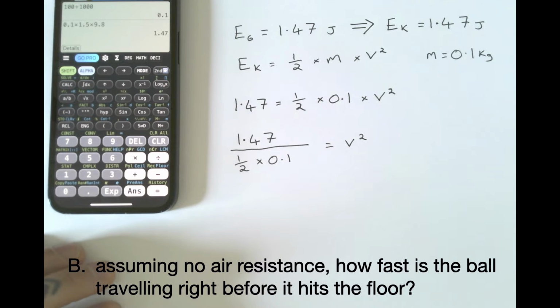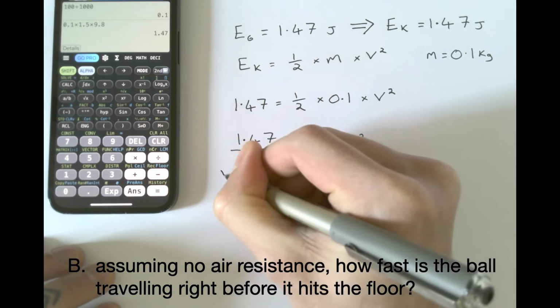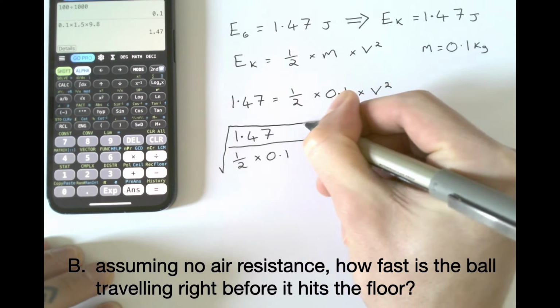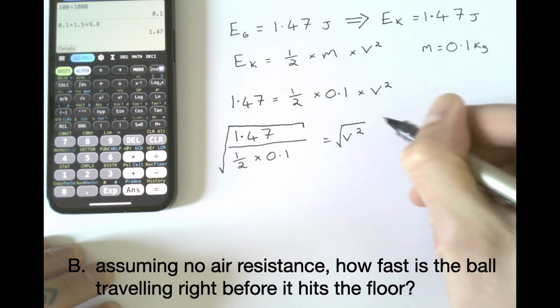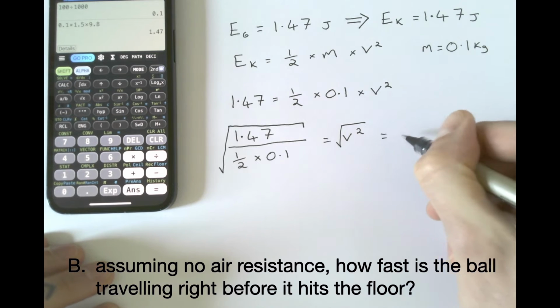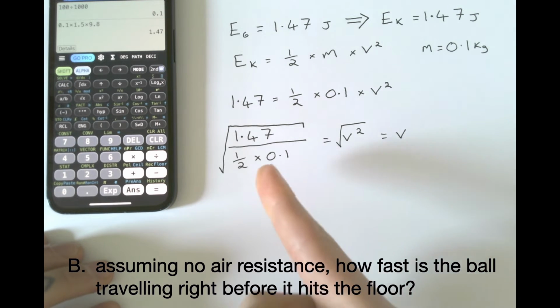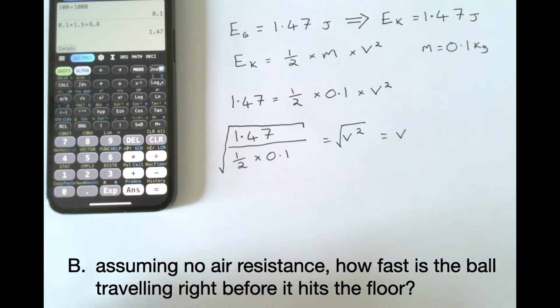And then I can get rid of the square by just taking the square root of both sides, and the square root of velocity squared is just velocity. So if I put all of this into my calculator, it should give me the right answer.